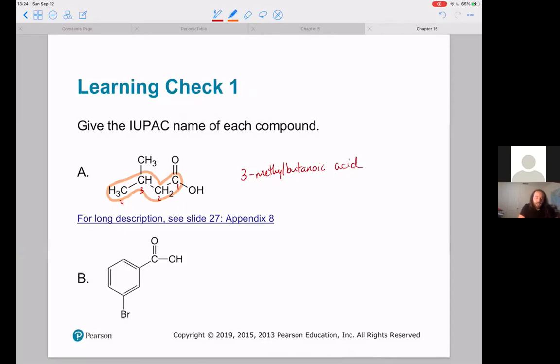When we have an aromatic carboxylic acid, remember that we're going to consider this whole thing here to be our parent chain. And so our parent chain is the benzoic acid. Now we've got to include the substituent. Again, we're going to start numbering from that carboxylic acid group. So this is 3-bromo benzoic acid.